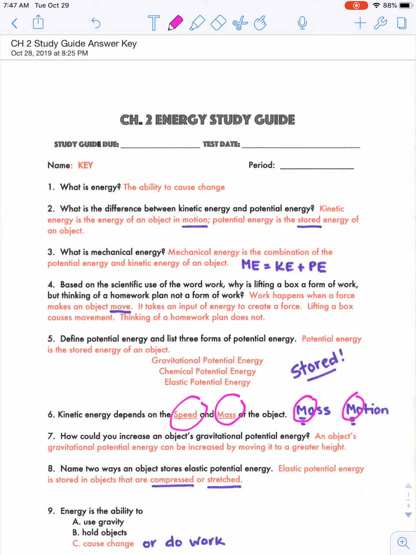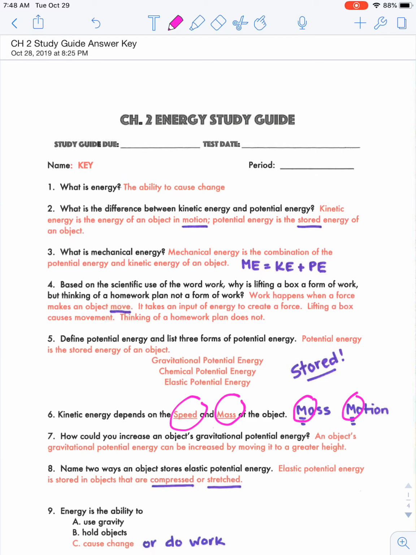How could you increase an object's gravitational potential energy? Well, I know that gravitational potential energy is between the object and Earth. So the higher I would raise that object off of Earth, the more gravitational potential energy I could generate. So an object's gravitational potential can be increased by moving it to a greater height.